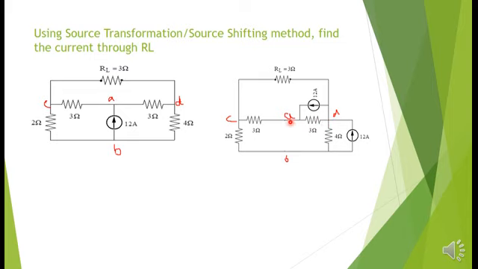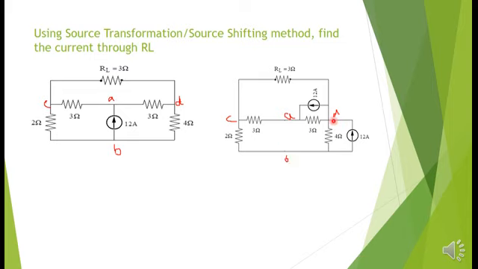The element connected between A and D is a practical current source. I will transform this into an equivalent voltage source. Similarly, the element connected between B and D is a practical current source. So I will transform this into a practical voltage source. While transforming, what is the calculation? The equivalent voltage source is equal to I into R. So 12 into 4, that is 48 volt, is connected between B and D.